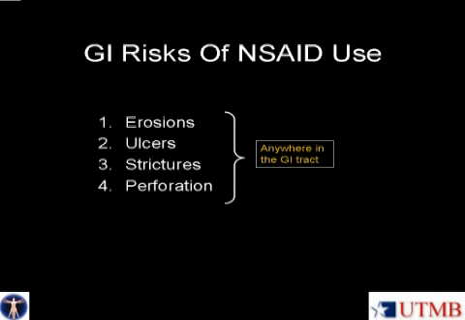The most significant side effects of NSAID use are in the gastrointestinal system. They have the potential to cause erosions, ulcers, strictures, and perforation anywhere in the GI tract.